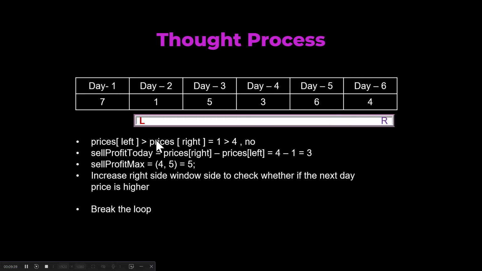Now we can see, we compare the value again, 1 and 4. Is 1 greater than 4? No, we check for the profit that we are going to make on this day. 4 minus 1 is 3, and it should be 3. So 3 and 5, we are comparing these two values. Of course 5 is higher, and then we will try to increase the window to the right, but it is at the end of the array, so we will break out from this loop.